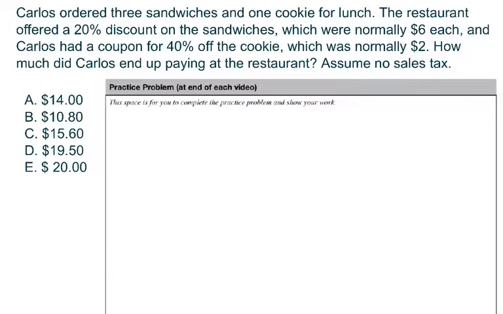This is the question that you're going to try to solve. Carlos ordered 3 sandwiches and 1 cookie for lunch. The restaurant offered a 20% discount on the sandwiches, which were normally $6 each, and Carlos had a coupon for 40% off the cookie, which was normally $2. How much did Carlos end up paying at the restaurant? Assume no sales tax. When it says assume no sales tax, that means that we're not going to add any tax on. So you're just going to deal with the discounts and find that total price there.